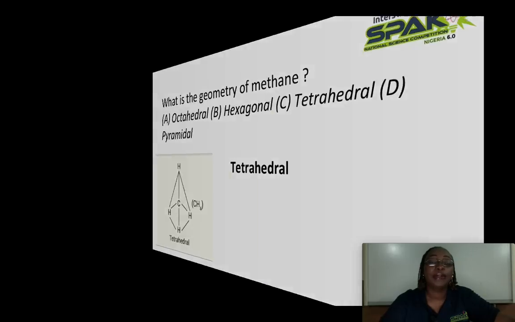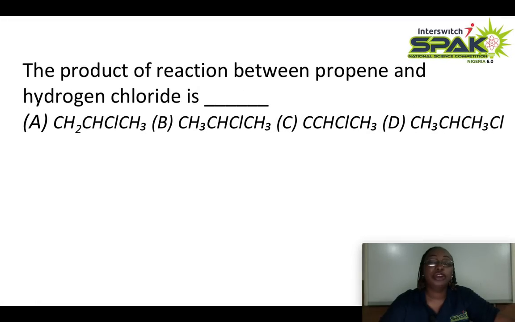The product of reaction between propane and hydrogen chloride is... I need you to write the reaction. Propane is C3H6 reacting with HCl. What do you think the answer will be before I show you the answer? Okay. The answer is CH3CHClCH3. Yes, that is the answer.